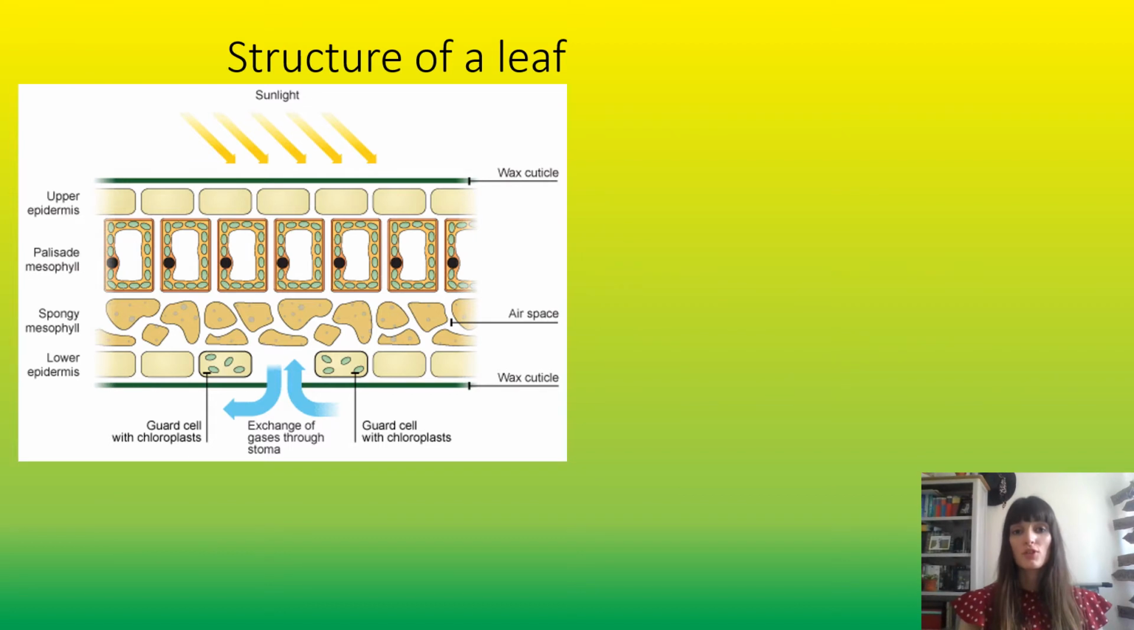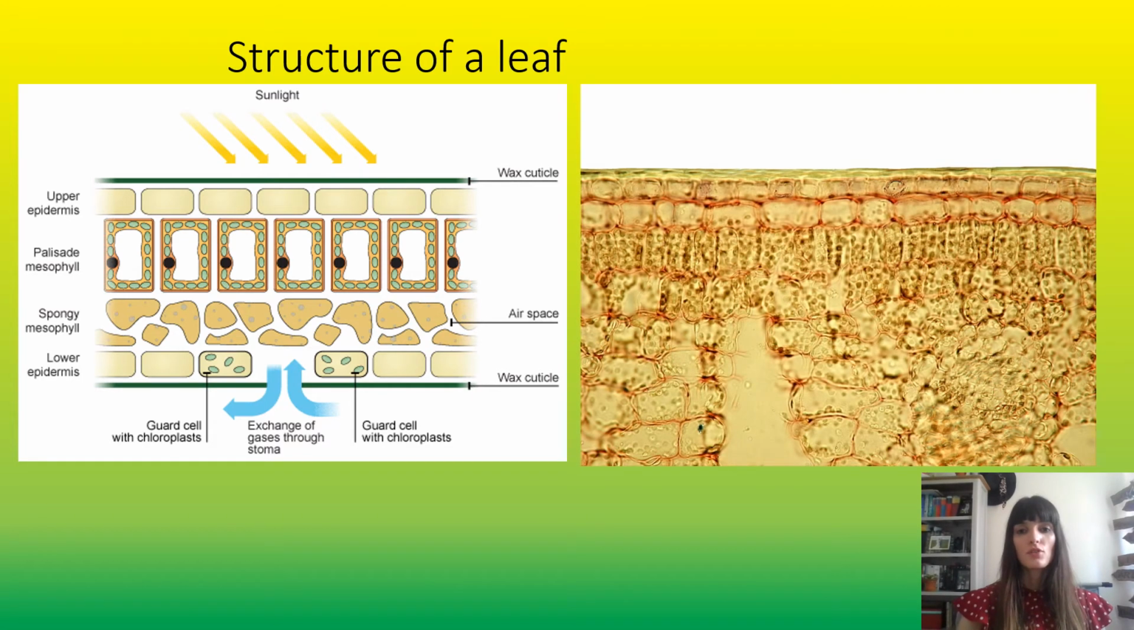Here we've got the structure of a leaf, and this is a diagram you'll see a lot in textbooks or in exam papers. I want you to just compare it to this microscope slide. So can you see the waxy cuticle at the top of the layer of upper epidermis cells? Can you see the Palisade Mesophyll cells that have got those chloroplasts? What about the Spongy Mesophyll? These are all the parts that a leaf has, and they're all specially adapted to help the leaf carry out its function.